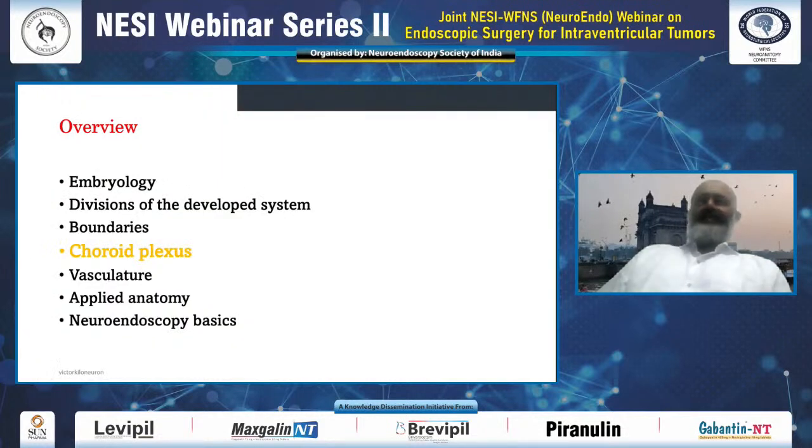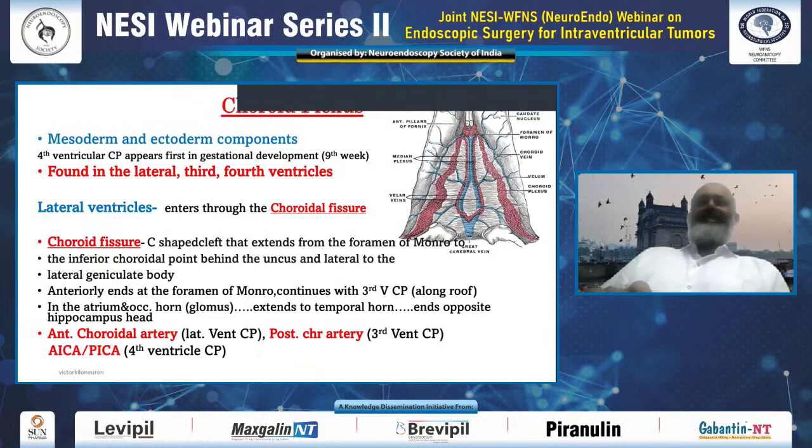Moving on to the next component of the ventricular system, we have the choroid plexus, composed of mesodermal and ectodermal components. Embryologically, the fourth ventricular choroid plexus appears the first, and it is found in all parts of the ventricle except the aqueduct. In the ventricles, it enters through the choroidal fissure, which is an important landmark in neurosurgery. This is a C-shaped cleft extending from the foramen of Monro to the inferior choroidal point behind the uncus and lateral to the geniculate body.